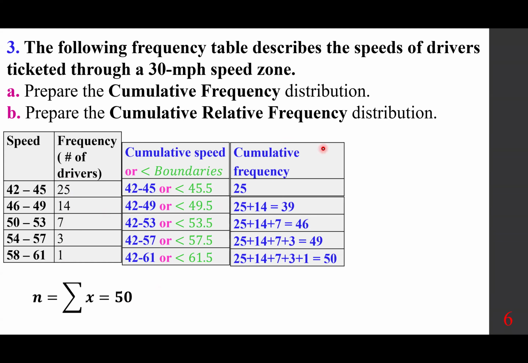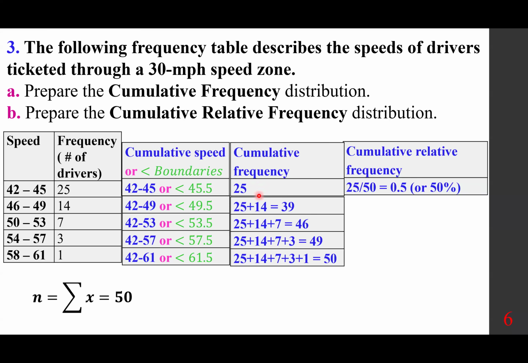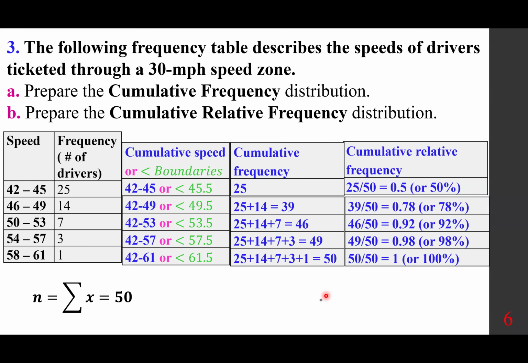Now, what about the relative frequency or percent frequency? Again, we're going to repeat: the first one is 25 over 50. Everybody remembers that, or 50%. But the next one is 39 over 50, 46 over 50, 49 over 50. And the last one must always be 1 or 100%. Otherwise, we've made a mistake. And that is extremely important to understand.